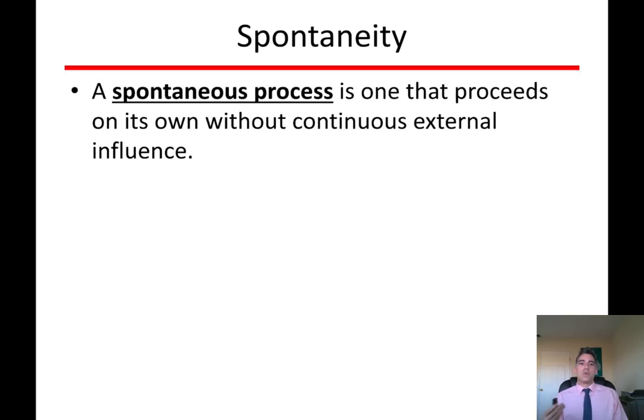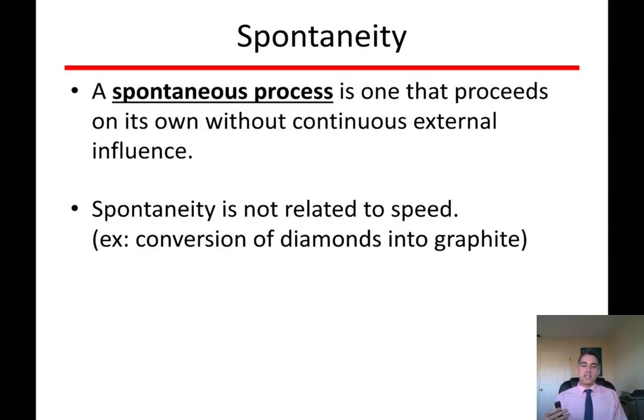In thermodynamics, we define a spontaneous process as being one which proceeds on its own without continuous external influence. Now, spontaneity is not at all related to speed. So, for example, the conversion of diamonds into graphite is a spontaneous process. This is a process that will occur on its own without continuous external influence. But the reaction is incredibly slow. This reaction takes somewhere on the timescale of millions to billions of years to occur.